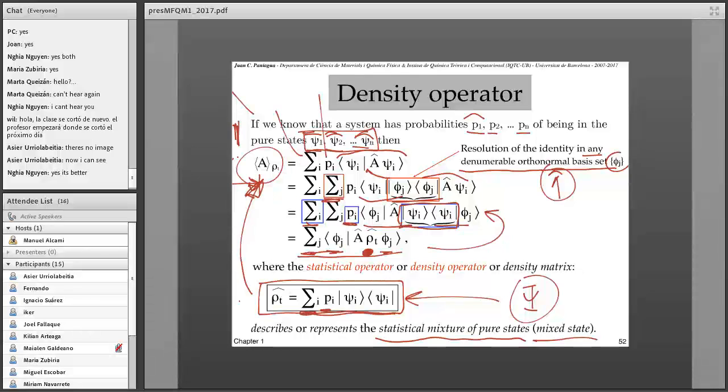Well, let's make the break here, and now we will discuss deeply the properties of this statistical or density operator. If you have any questions, not? Okay, so let's pause recording.